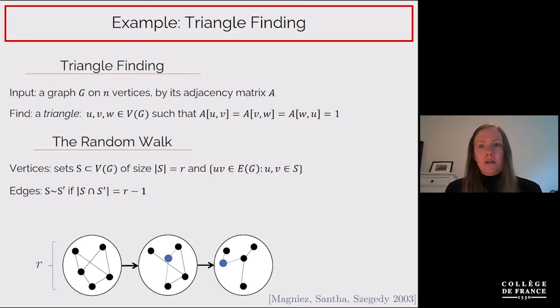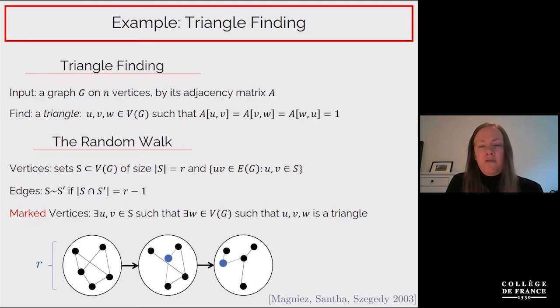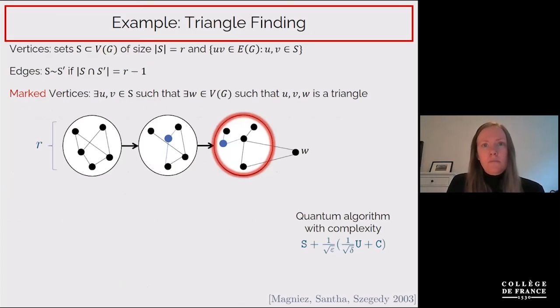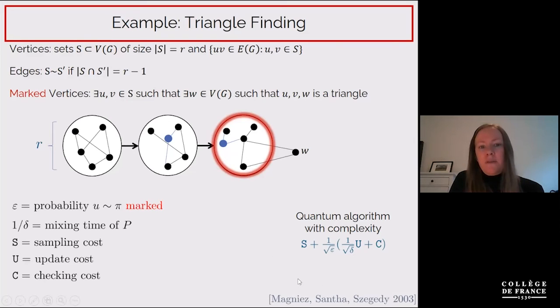Finally, since we're ultimately looking for a triangle, we're going to say that a vertex is marked if it contains a pair of vertices that are part of a triangle, or equivalently, an edge that's part of a triangle. So for example, if there's some vertex W, not necessarily in the set, that is connected to two endpoints of an edge in our set, we'll say that set is marked. So now we get a quantum algorithm with complexity given by this expression here. To analyze the algorithm, we need to figure out how to fill in these different quantities.